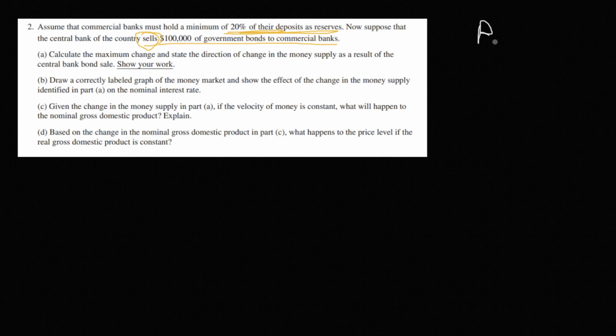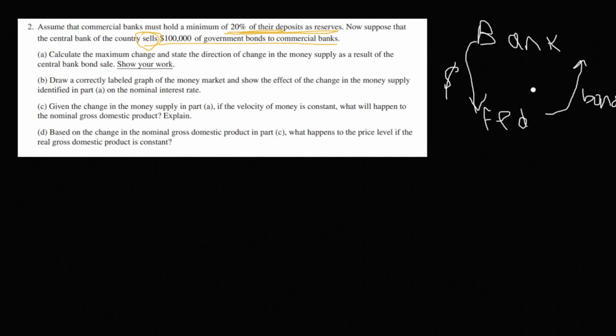You have the bank and you have the Fed. If the Fed sells bonds here, they're going to give the bank bonds. They're selling the bonds to the bank and getting the bank's money. So there's a decrease in the money supply, because if the Fed has the money, then it's not in circulation. That's not part of the answer, that's just me showing that if the Fed sells bonds, there's a decrease in the money supply.